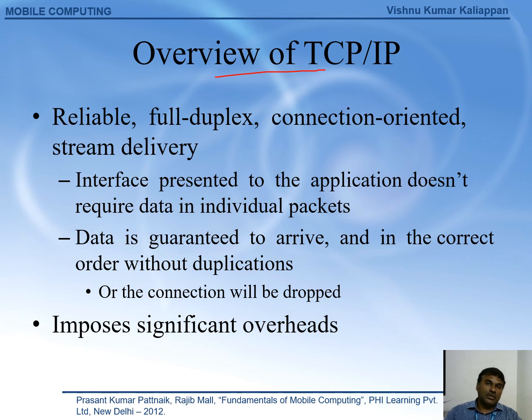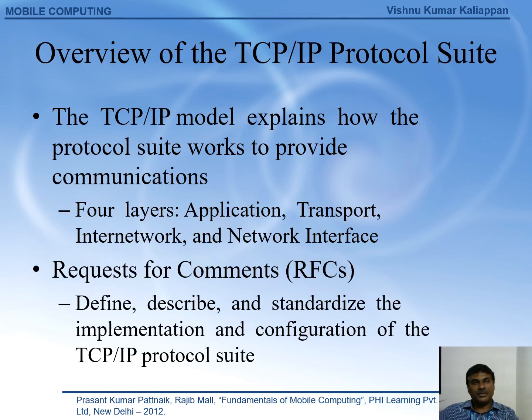So when you talk about TCP/IP, why TCP/IP? TCP/IP is more reliable, full duplex, and a connection-oriented protocol. It provides stream delivery, so the interface presented to the application doesn't require data in individual packages. The data is guaranteed to arrive in the correct order without duplication. That is one of the key aspects of TCP. It also imposes significant overhead. These are all the basic things that we already know about TCP.